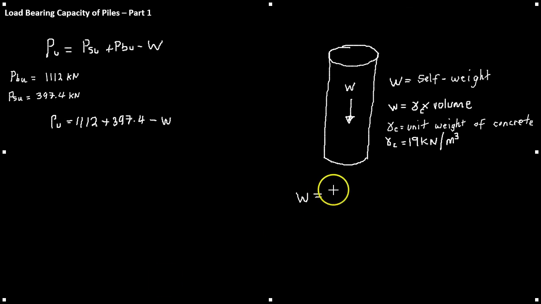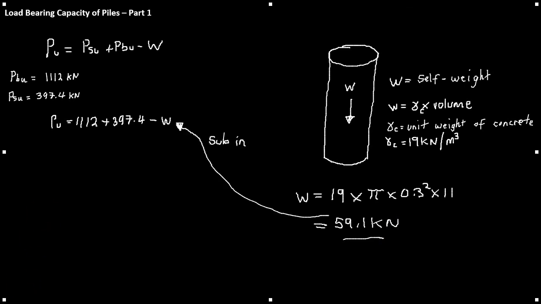So we're saying that the weight of the pile is equal to 19 times pi r squared times the length L, and obviously pi r squared times L gives us the volume. So the unit weight times the volume will give us the weight of the pile, and that will give us 59.1 kilonewtons. So let's put that back into our Pu equation, and we'll obtain a value for the ultimate load capacity of the pile as 1450.4 kilonewtons.